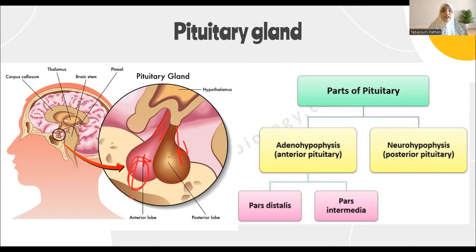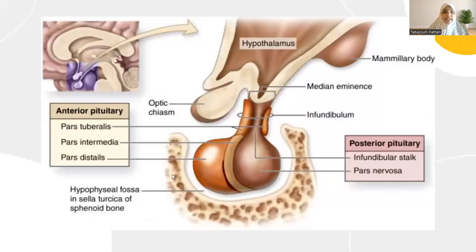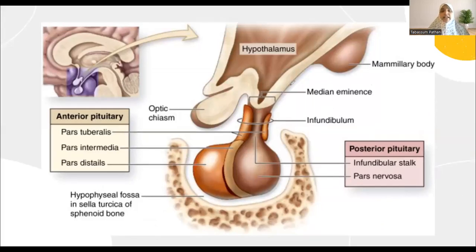Then the adenohypophysis is further divided into pars distalis and intermedia, which is seen in the next video, the region of the intermedia and distalis portion. In this diagram, we see it in much more detail. The stalk, through which the pituitary gland is attached to the hypothalamus, is known as the infundibulum.